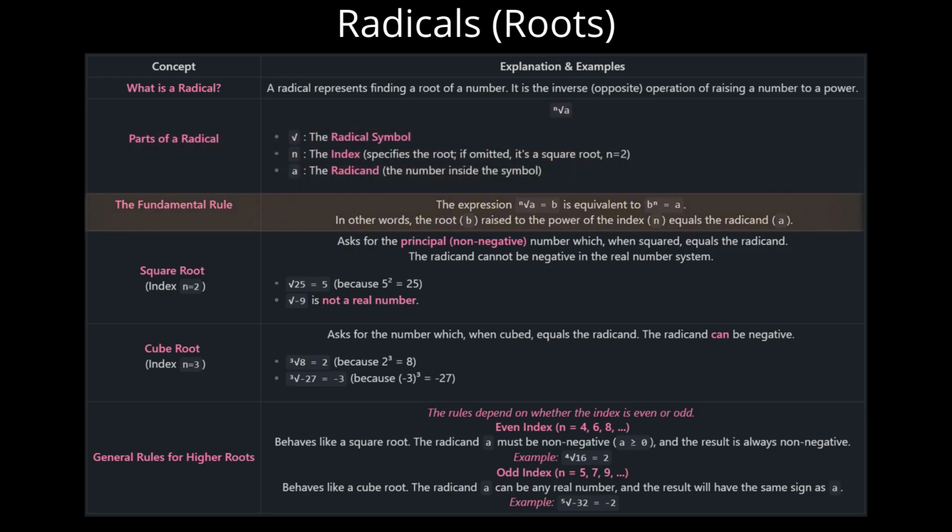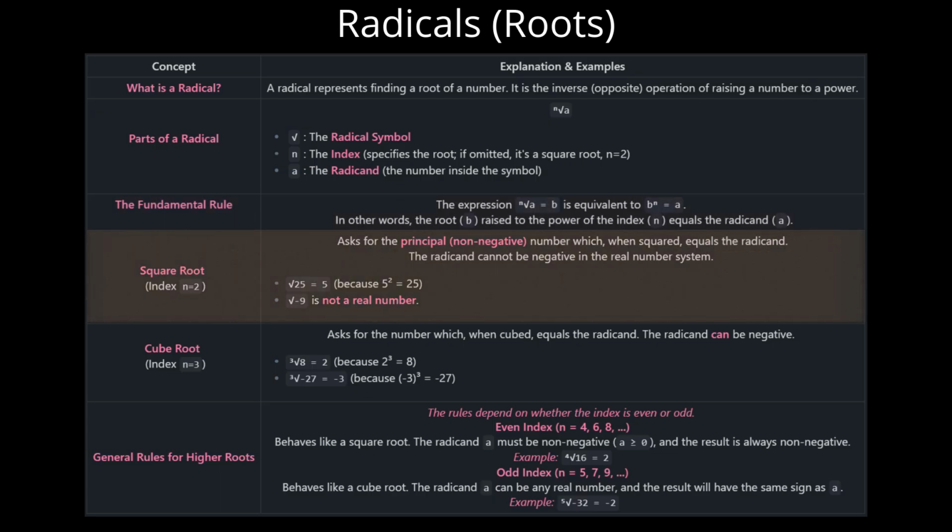Now for the most important rule that connects everything. The expression, the nth root of a equals b, is the exact same thing as saying b raised to the power of n equals a. Simply put, the answer to a radical, when raised back to the power of the index, gets you right back to the number you started with inside.